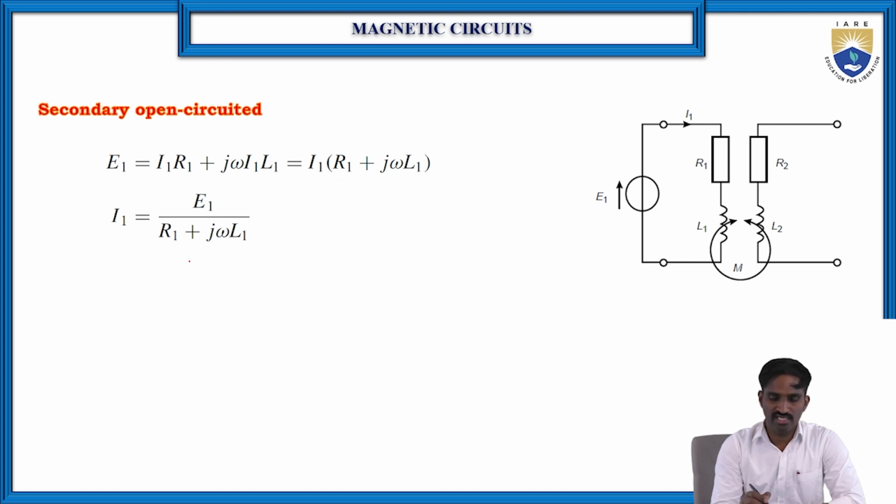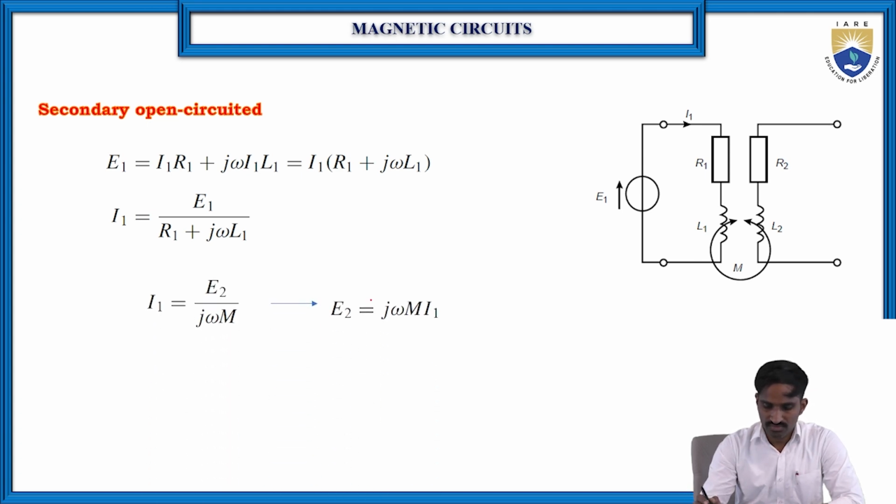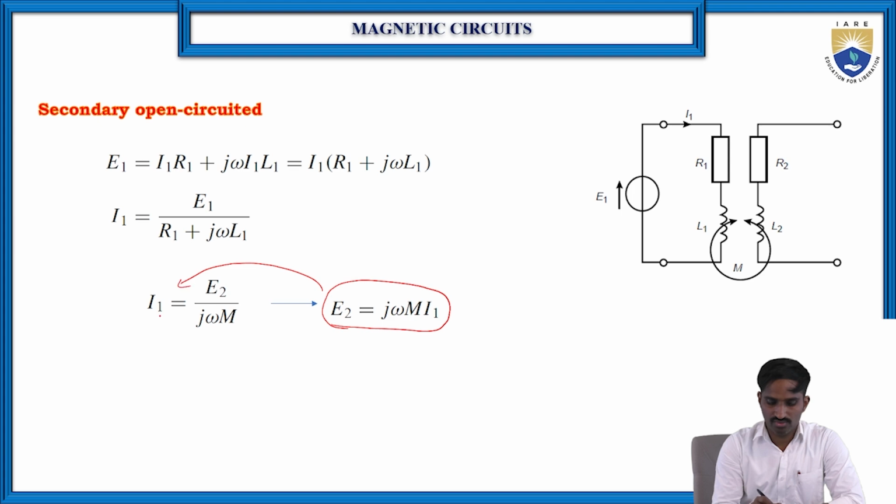Actually, why we are calculating all these things is that now we need to find I1 here. So then I1 will become E1 by R1 plus j omega L1, right? But we know the other equation that we have derived, that is E2 is equal to j omega M into I1. So from this we can find I1 again. From this equation, I1 is equal to E2 by j omega M.